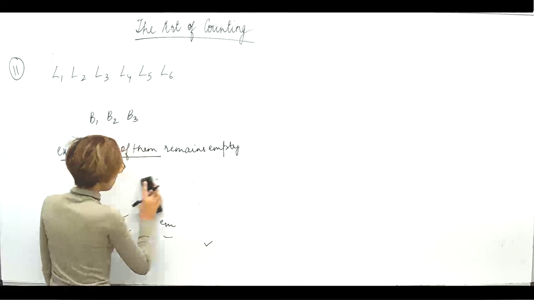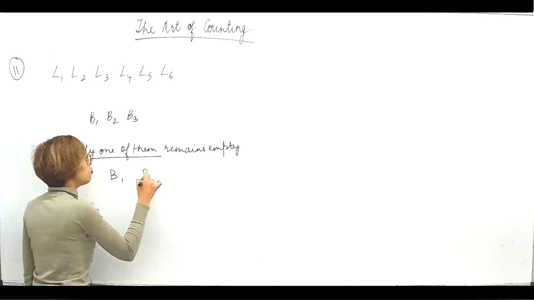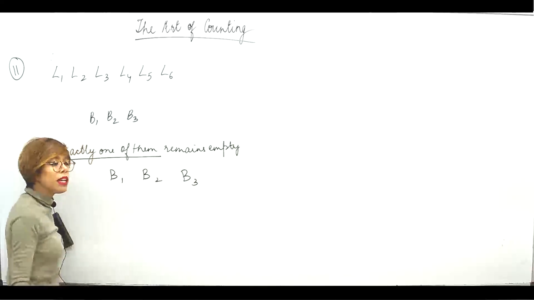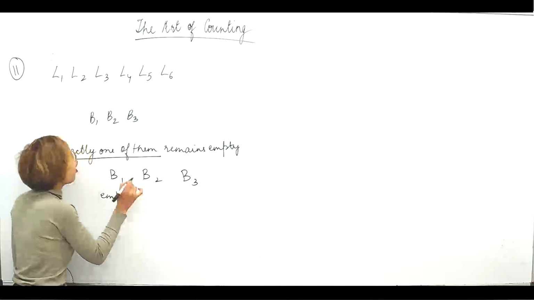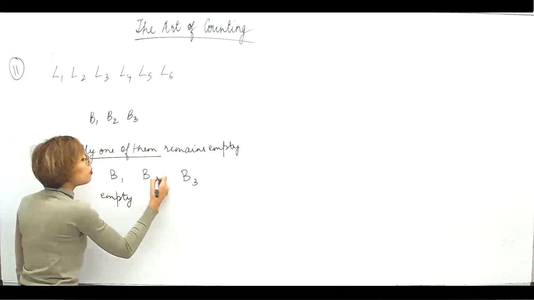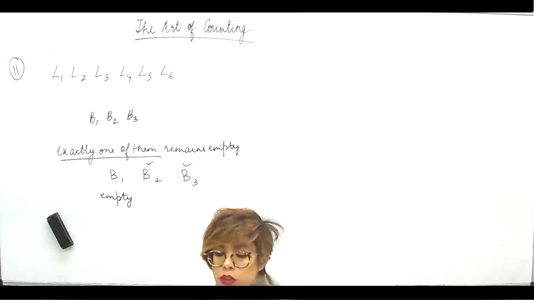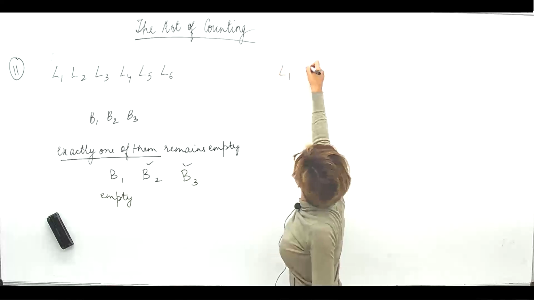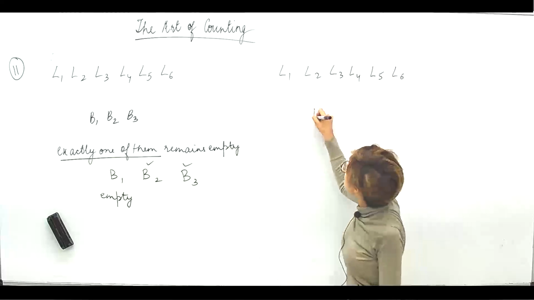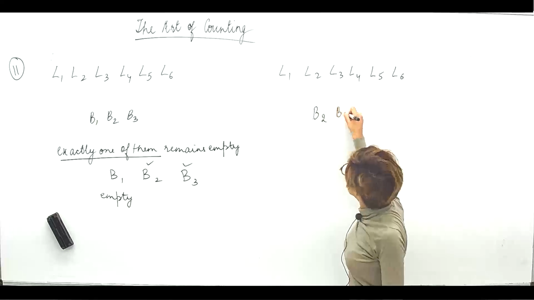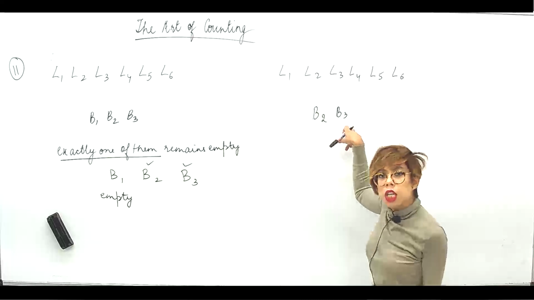Okay, got it. So let's try to understand this. Now, these are my boxes, B1, B2, B3. So the first case is, let B1 be empty. That means all these 6 letters have to be put in either B2 or B3. I put the 6 letters into B2 and B3. Let's see. L1, L2, L3, L4, L5, L6. So I have 2 options, either it will go in B2 or B3. So let's talk about L1. Either it can go to B2 or B3. So 2 choices.